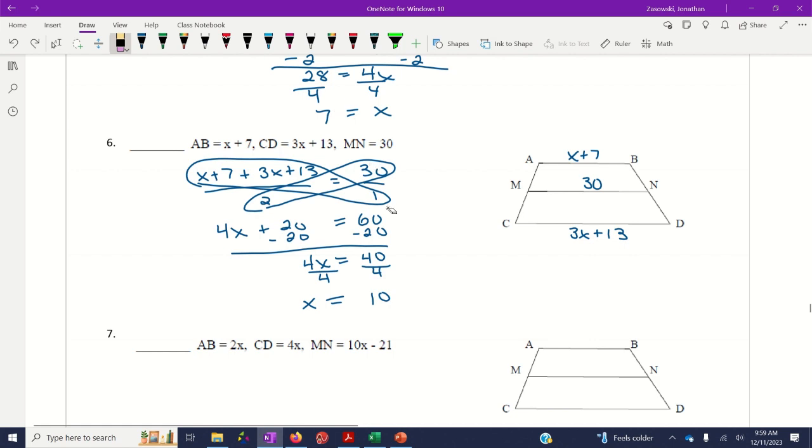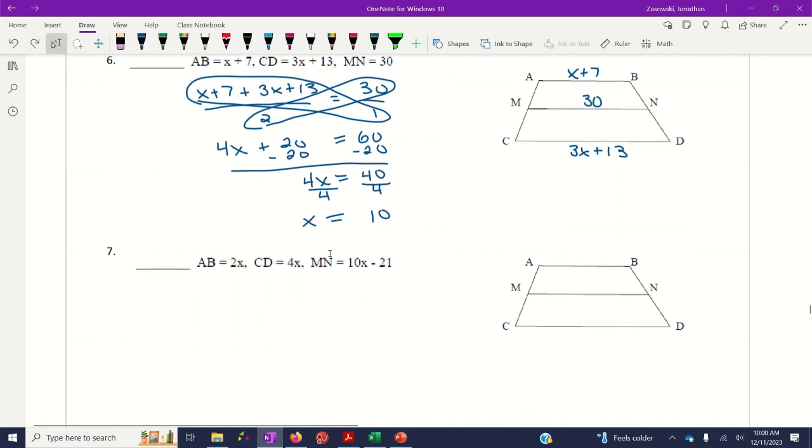Now, in these questions, also be careful to check to see if they want just x or do they want one of the lengths. So make sure you double check you're answering the question before you're done. All right, I'll leave you to try number 7 on your own.